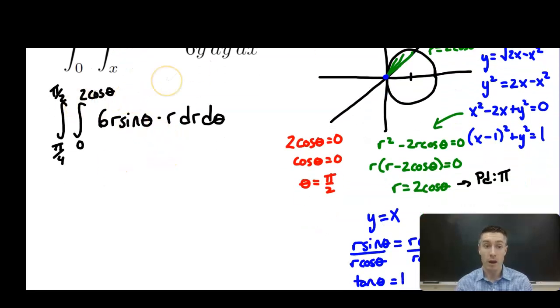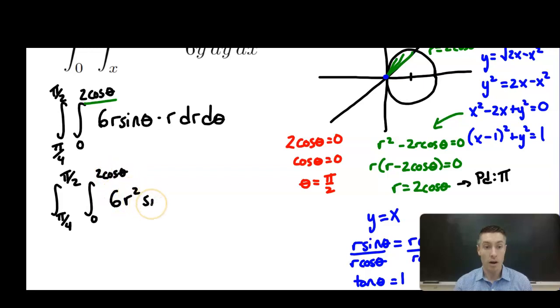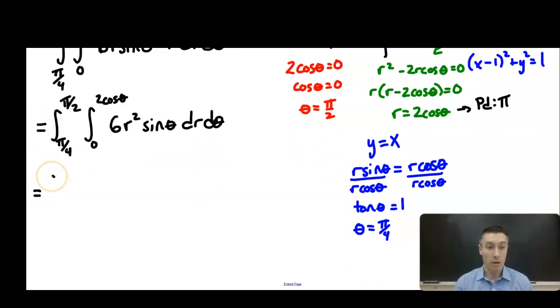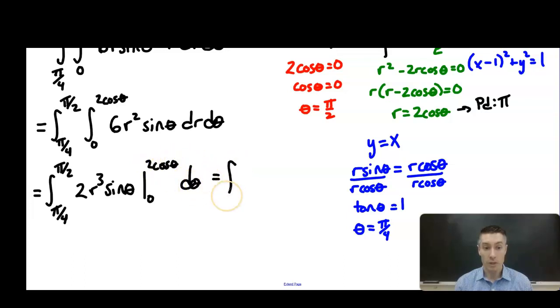This is not separable because we have a function of theta in our bounds. So we have the integral from pi over 4 to pi over 2 of integral 0 to 2 cos theta of 6r squared sine theta dr d theta. So integrating one at a time, we have the integral from pi over 4 to pi over 2 of 2r cubed sine theta from 0 to 2 cosine theta d theta, which equals the integral from pi over 4 to pi over 2 of 8, so 16 cosine cubed theta sine theta d theta.